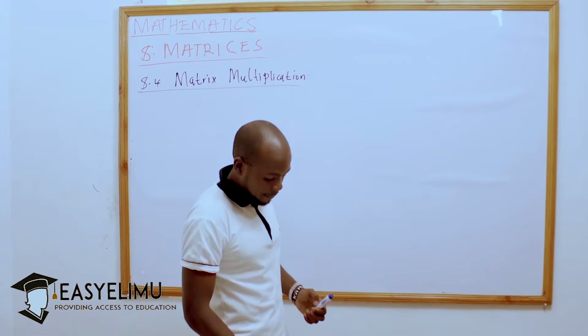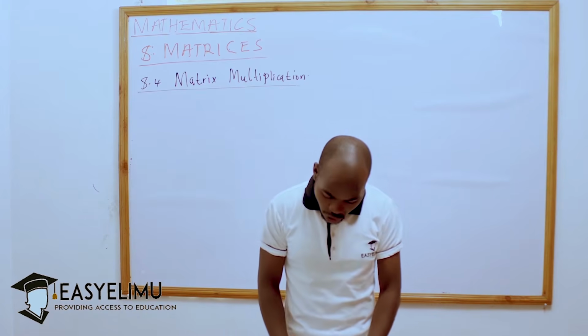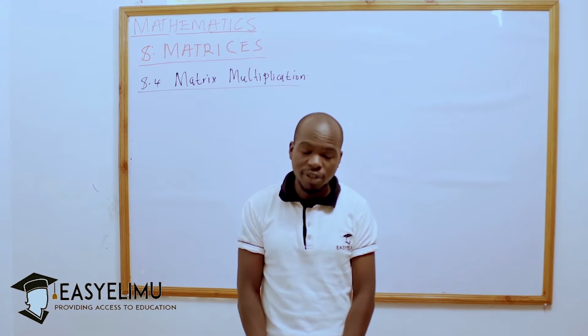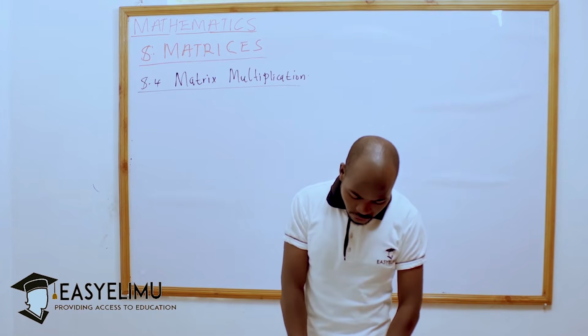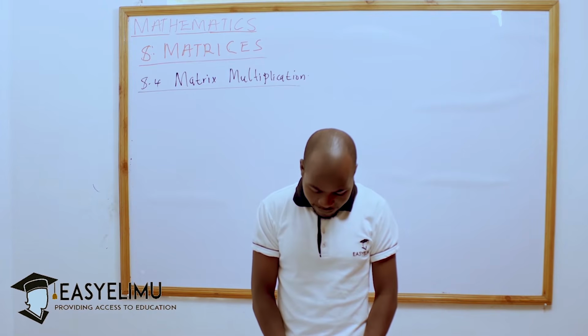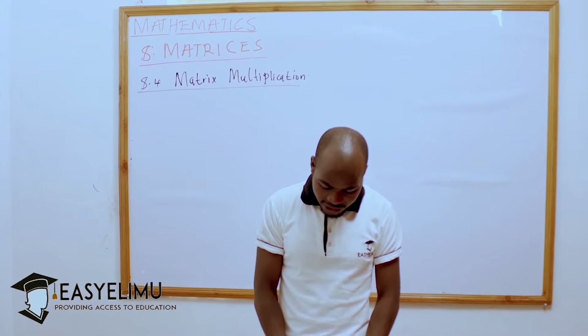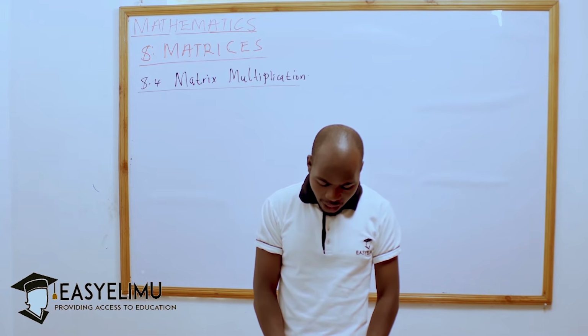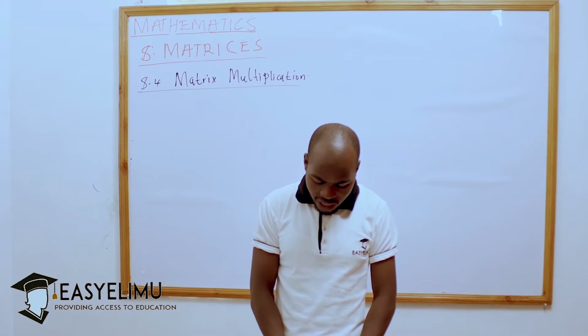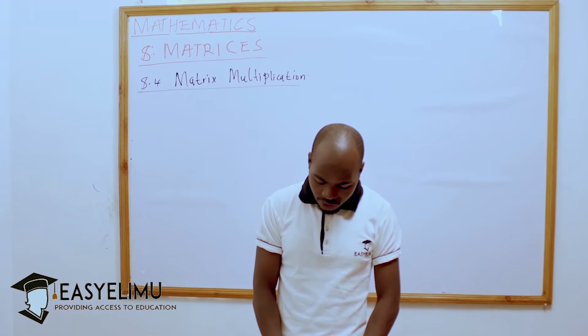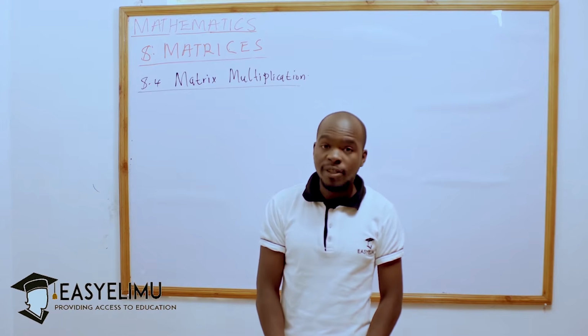Now the questions are: A, express the kiosk owner's requirement as a row matrix; B, express the price in each case, in each market, as a column matrix; and C, use the matrices in A and B to find the total cost in each market.